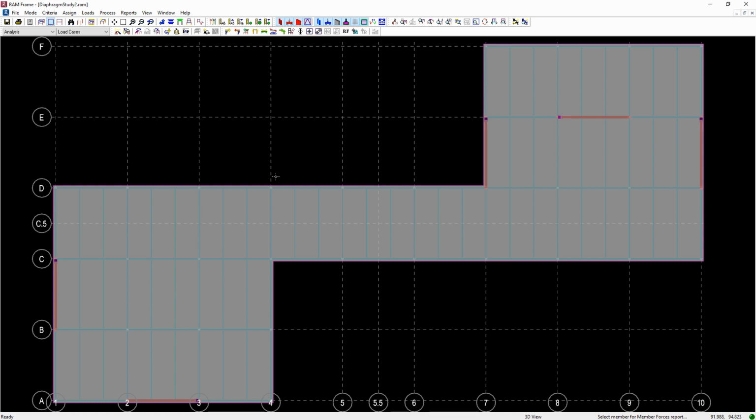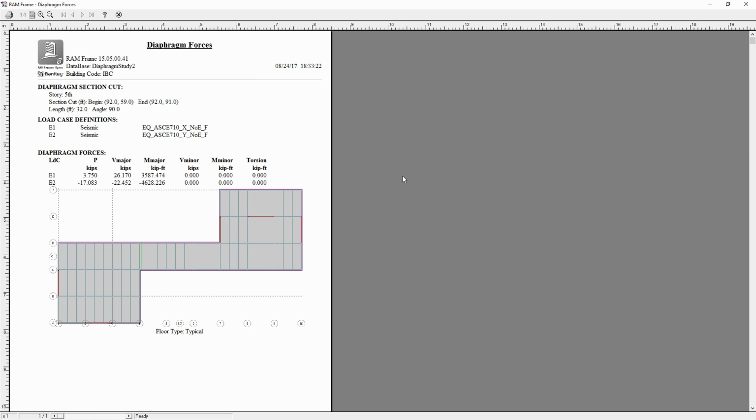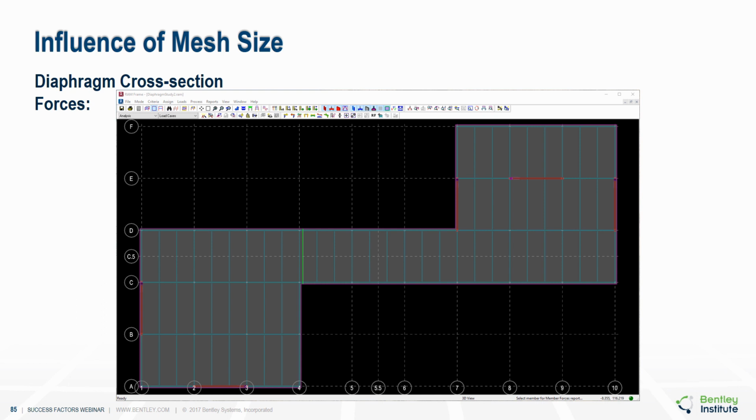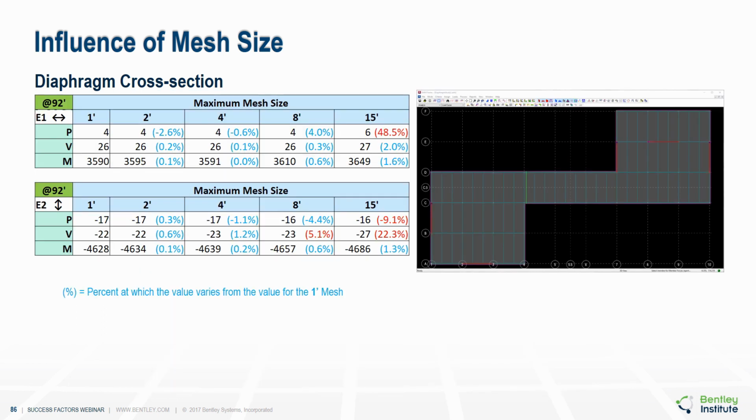And so here, using RAM Frame again, I cut a section through the location where I want to obtain my diaphragm forces, and we can take a look at those. Looking at this model and looking at that location in the diaphragm, we extracted the forces based on the different meshes, and here's the results we get. So for earthquake load case 1, which is in the X direction, we get the values shown in the top set of tabulations, and for the earthquake in the Y direction, we see the values given in the lower tabulation.